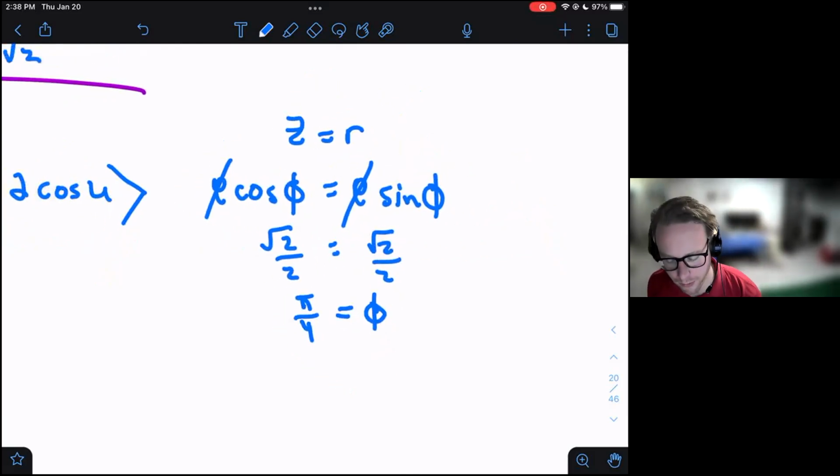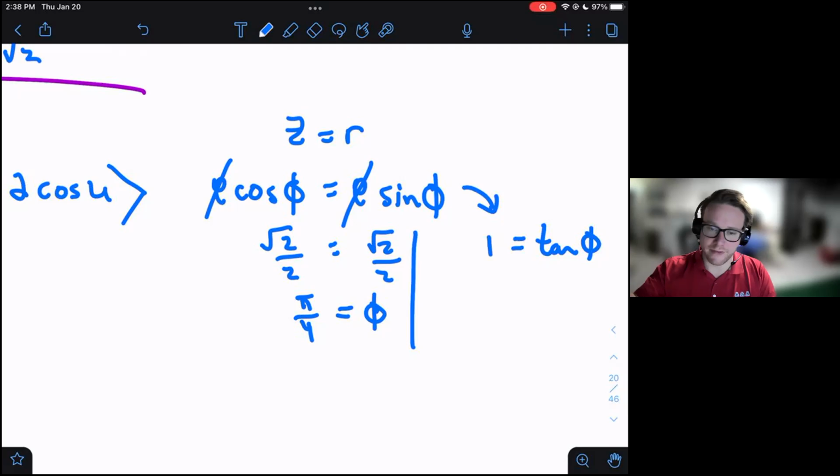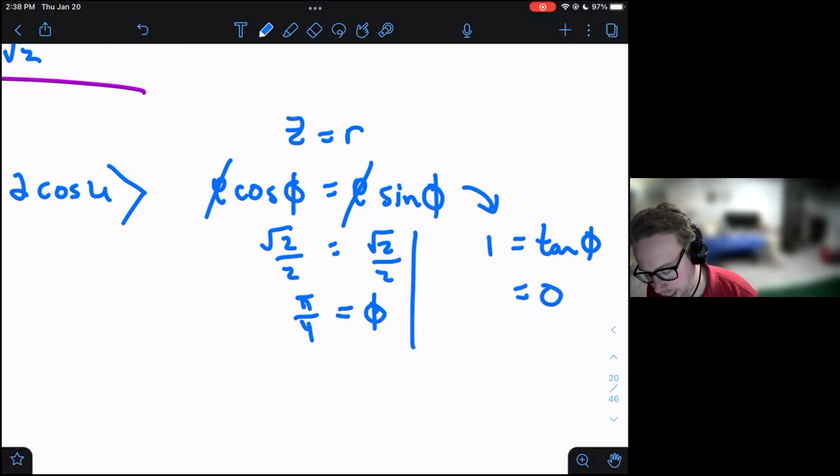Another way to do this, by the way, is that you could rearrange this and divide by cosine on both sides. If I divide by cosine on both sides, I'm going to get tangent on my right-hand side, because sine divided by cosine is tangent. And then cosine divided by cosine is going to be 1. So where does tangent equal 1? And again, the answer to that question is at pi over 4.